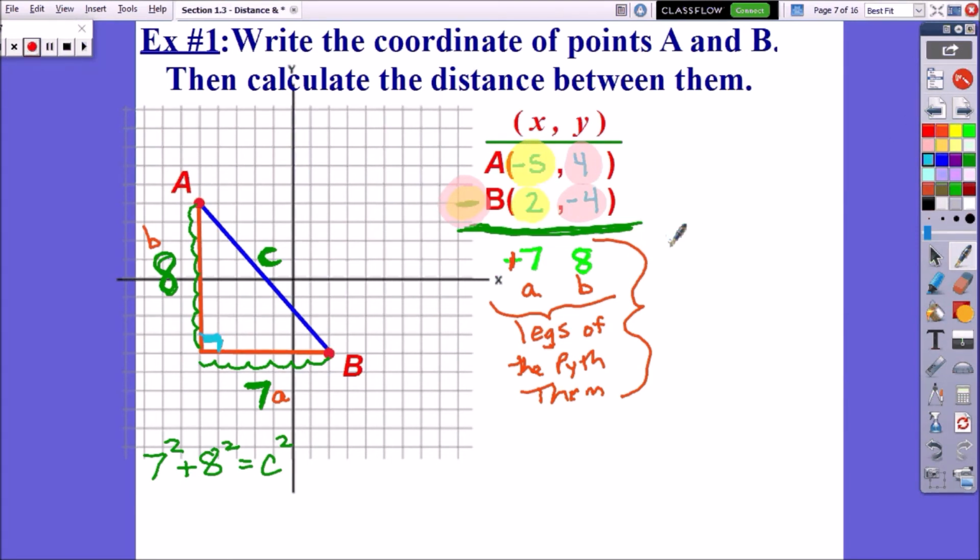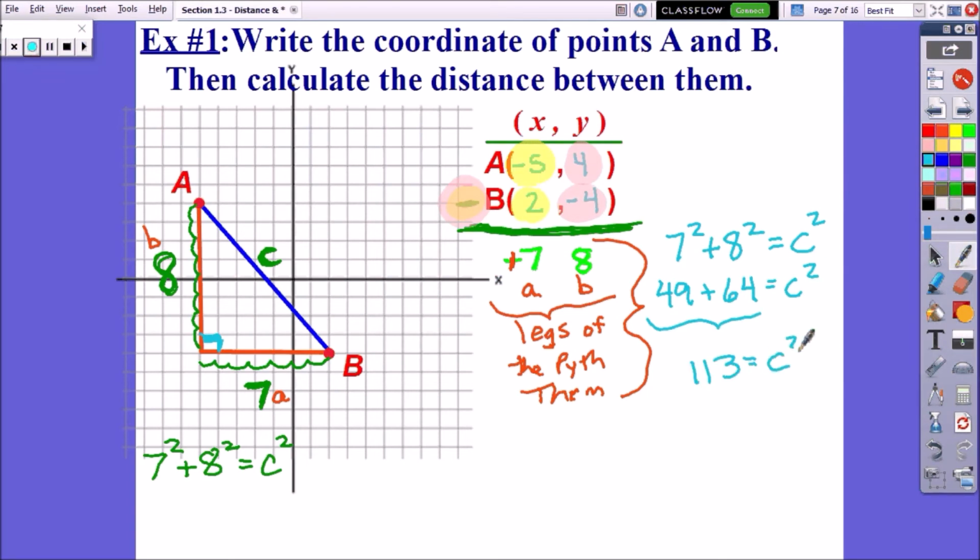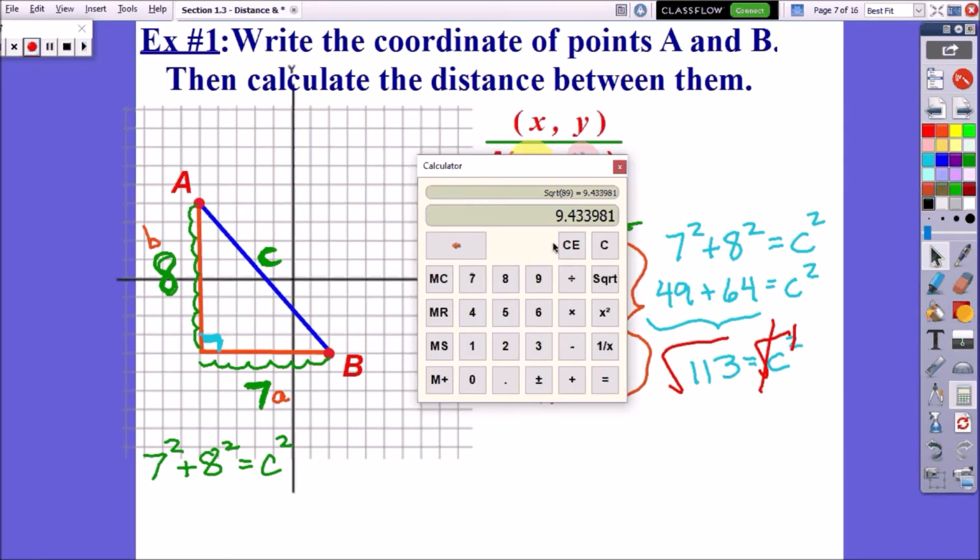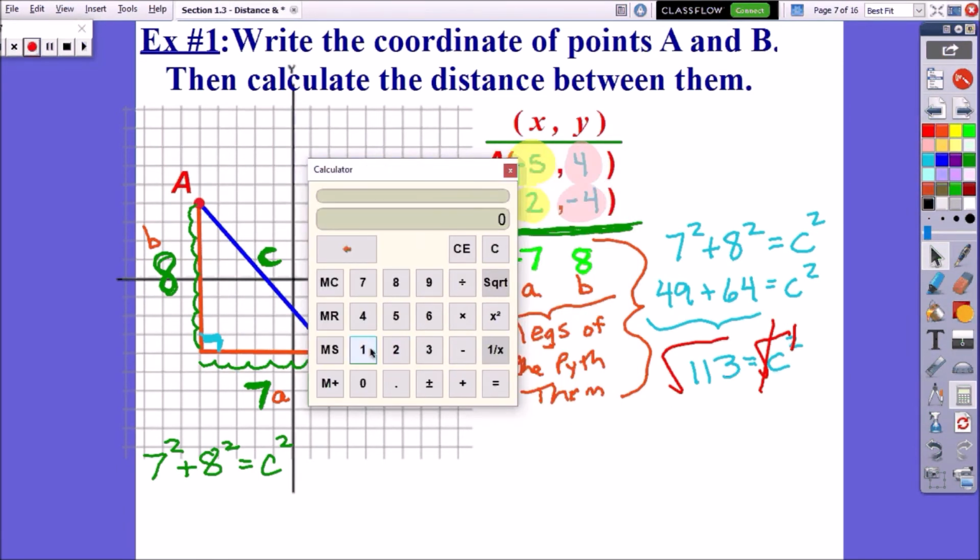So now, again, we would have 7 squared plus 8 squared equals c squared, just like what we had down here, but we didn't actually end up solving. So now 49 plus 64 equals c squared. We can add our 49 and our 64, and that's 113. But we're not done yet, because we have to square root both sides to get rid of the square. So now in our calculator, we plug in the square root of 113.